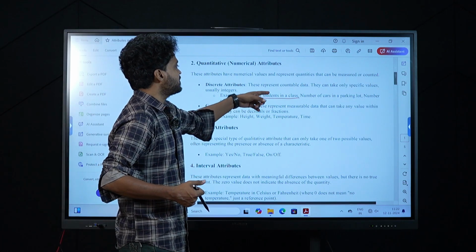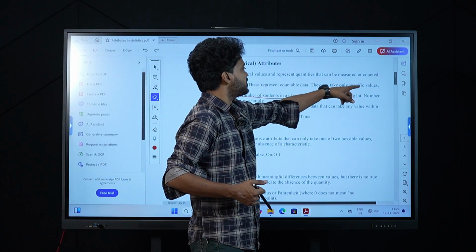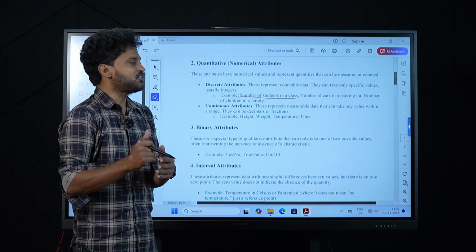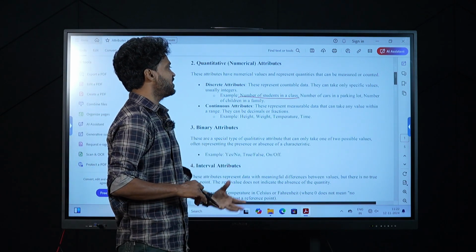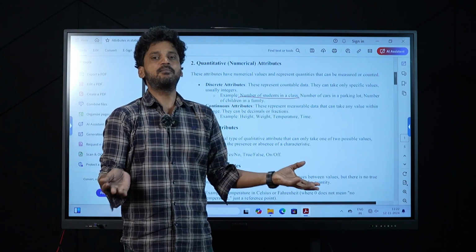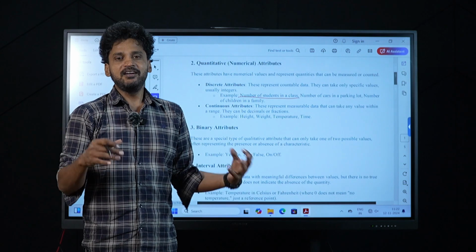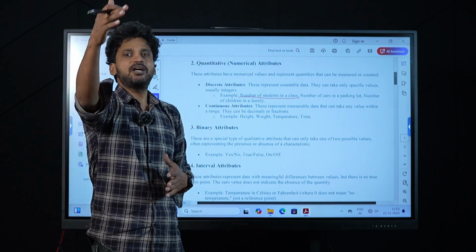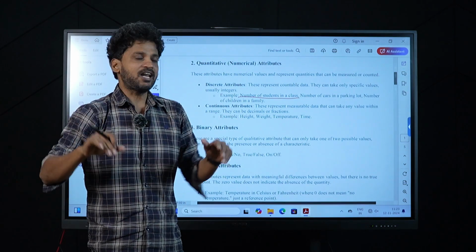These represent countable data. They can take only specific values, usually integers. Right, from 0 to 65, 0 to 70 with respect to the number of students in a class, number of cars in a parking lot, or number of children in a family. These are countable, and these are bound to a restricted domain, maybe 0 up to some extent, maybe the size of the class.